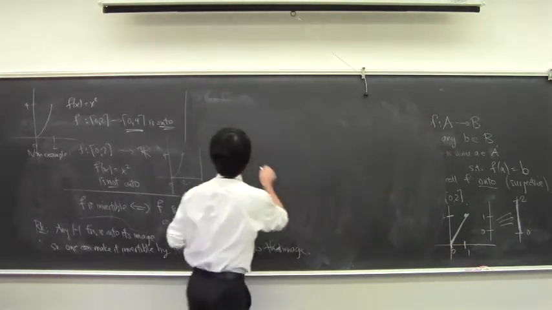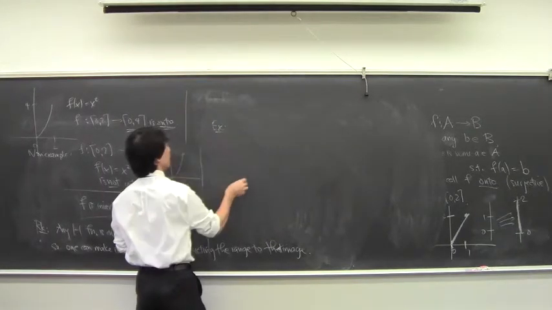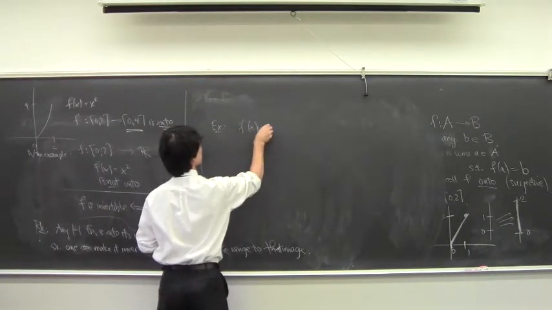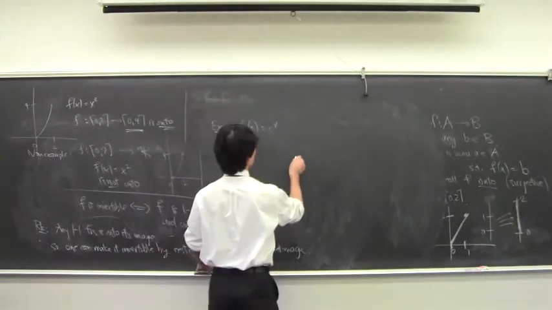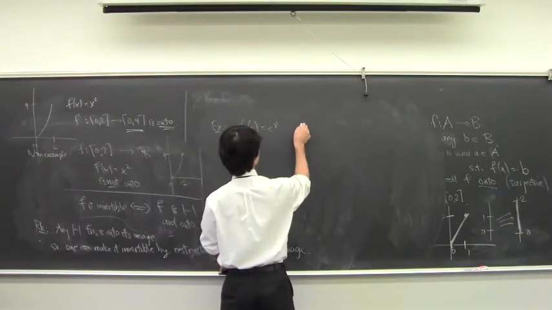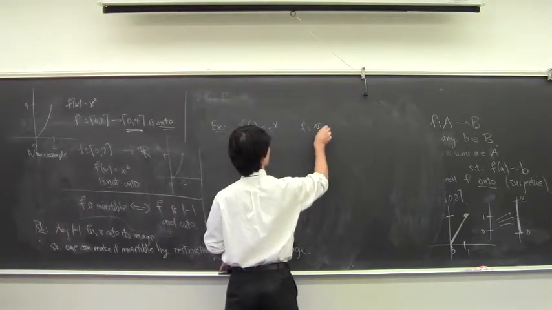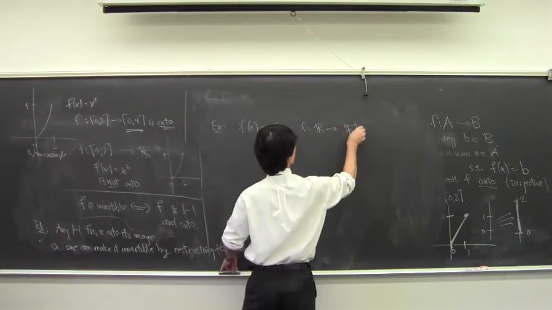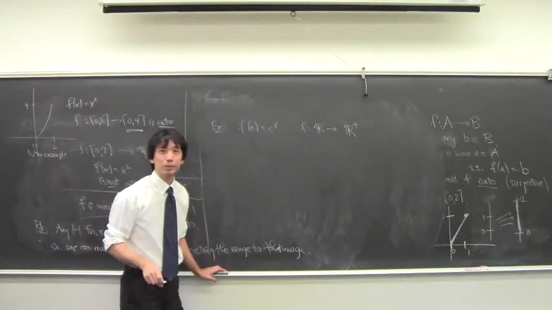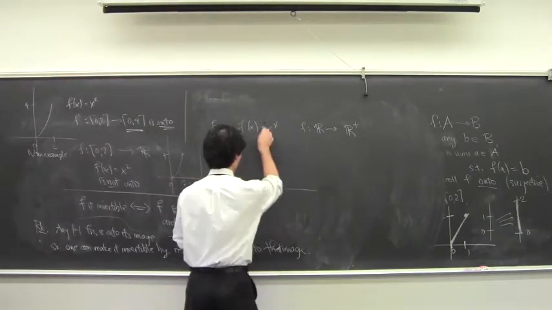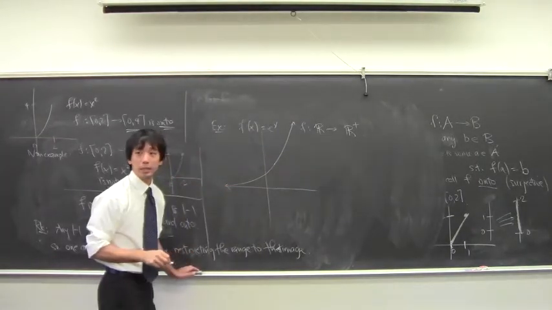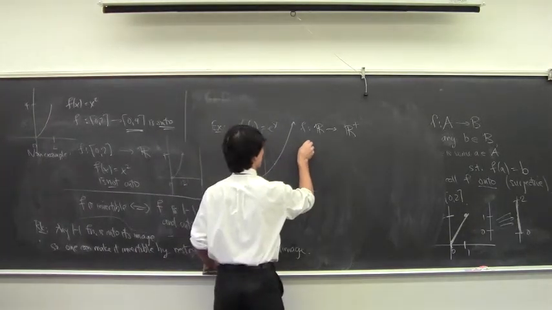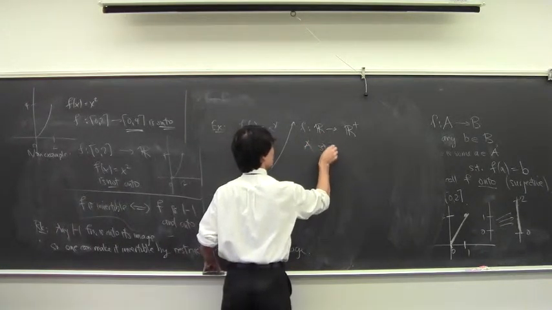Okay, so for example, let's look at e to the x. This thing is a function from R to the positive real numbers. Looks like this. E to the x. It's an increasing function, a strictly increasing function.